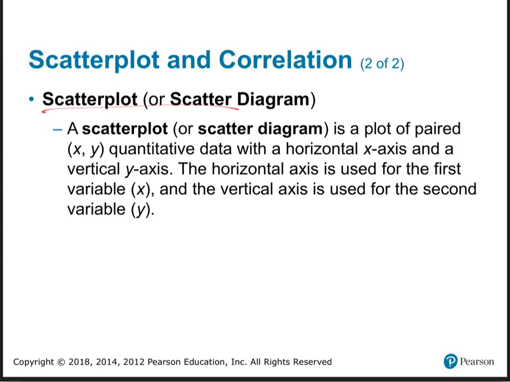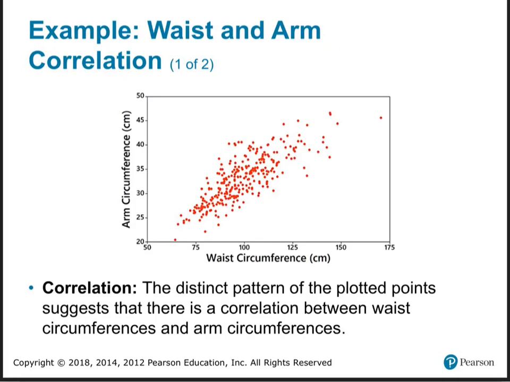And then a scatter plot is a bunch of dots on a graph that help you see if there's a correlation or not. Here's a picture. Here's our first example. That's a scatter plot. This is waist circumference and arm circumference. They took a whole bunch of people and measured the circumference of their waist, all the way around, and the circumference of their arm. I don't know if it's forearm or upper arm. But they measured waist, measured arm, and put them on a graph.